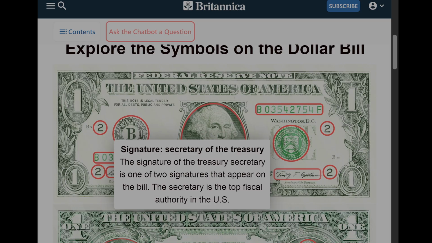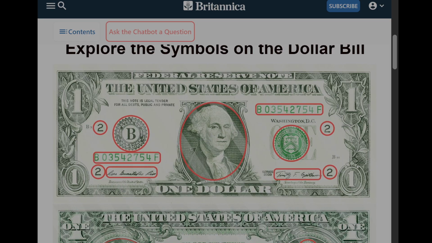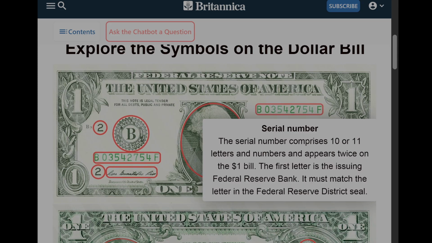Signature, Secretary of the Treasury. The signature of the Treasury Secretary is one of the two signatures that appear on a bill. The Secretary is the top fiscal authority in the U.S. That's the signature to the right by the series 2009. And remember the 2 and 2 and 2 and 2. Okay, that's the front. Let's move on. Well, I didn't do that one. That's the same thing as the other side.